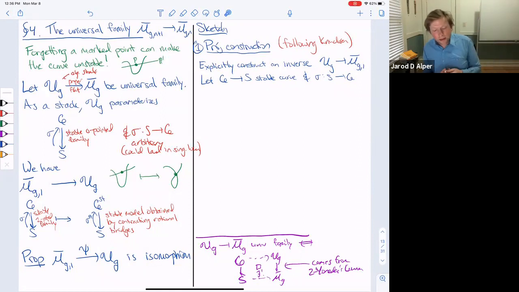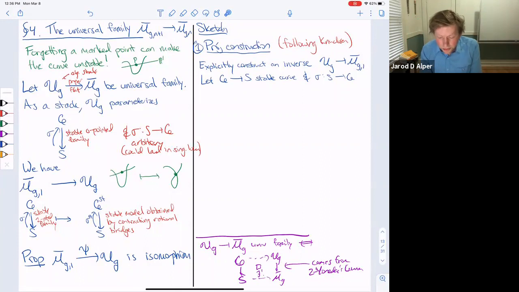And I'm going to give 2 arguments here, but there is a third argument that essentially reduces it to a blow up calculation and doing this local coordinate calculation to show that the blowing up works. But the 2 approaches I'm going to give are, first, a Proj construction following Knudsen, on the right hand side. So let me try to explain this.